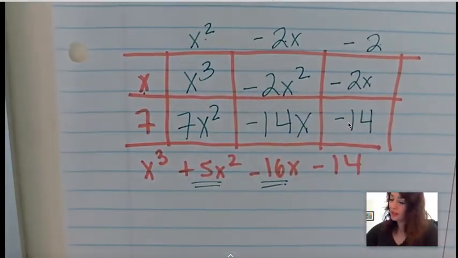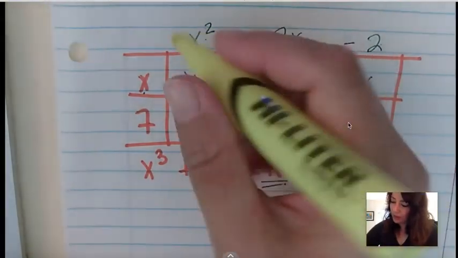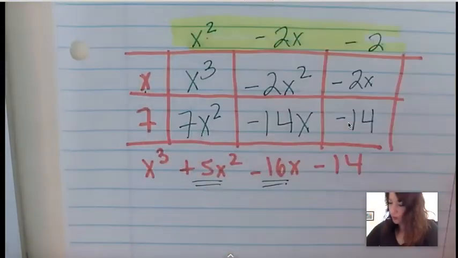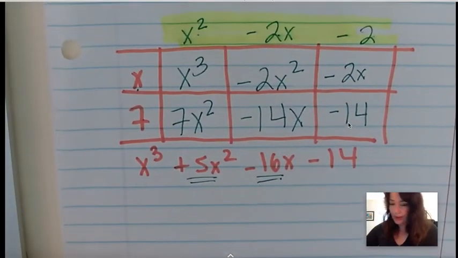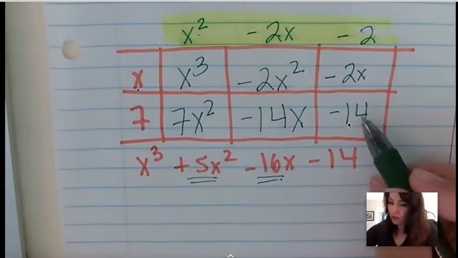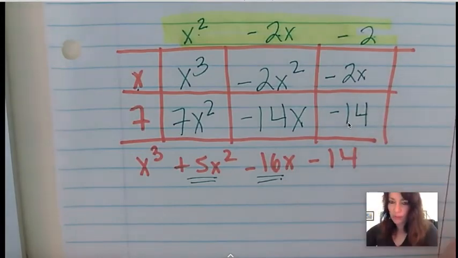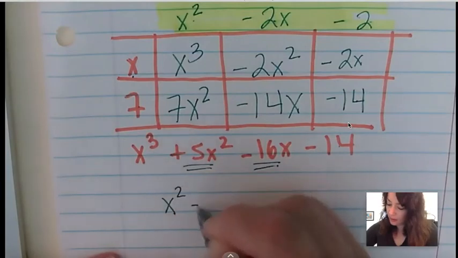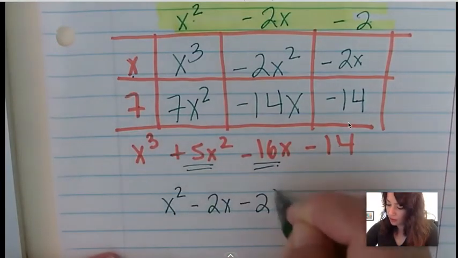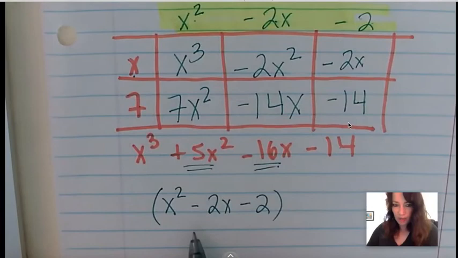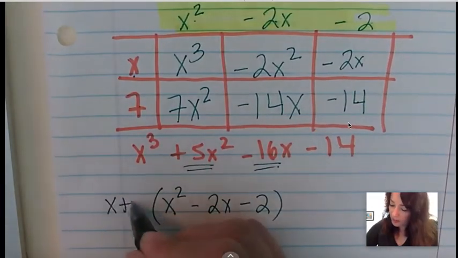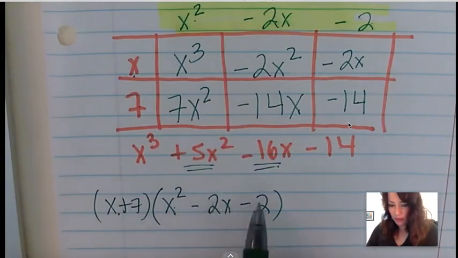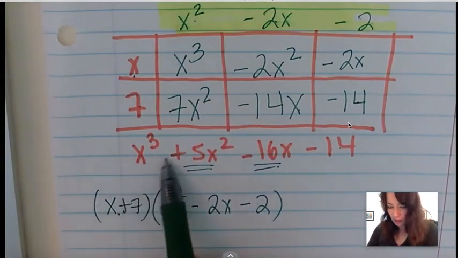So we can see that we have 0 as a remainder. So our quotient is x squared minus 2x minus 2. In other words, you can see these two match, so our remainder is 0. That means x squared minus 2x minus 2 is also a factor. So we divided by x plus 7. So if I multiply x plus 7 times x squared minus 2x minus 2, I will get this resulting bottom row.